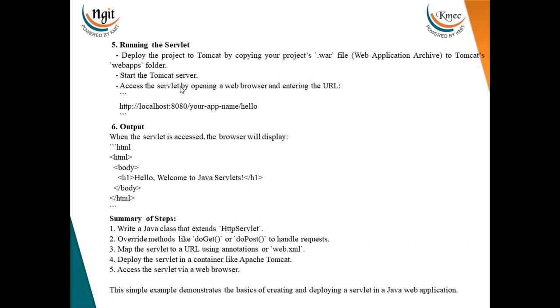Start the Tomcat server. Access the servlet by opening a web browser and entering the URL. Whatever your app name is, give that and give the route. And the output will be like this. The browser will be displaying this. So these are the few steps. This is a sample servlet for you.